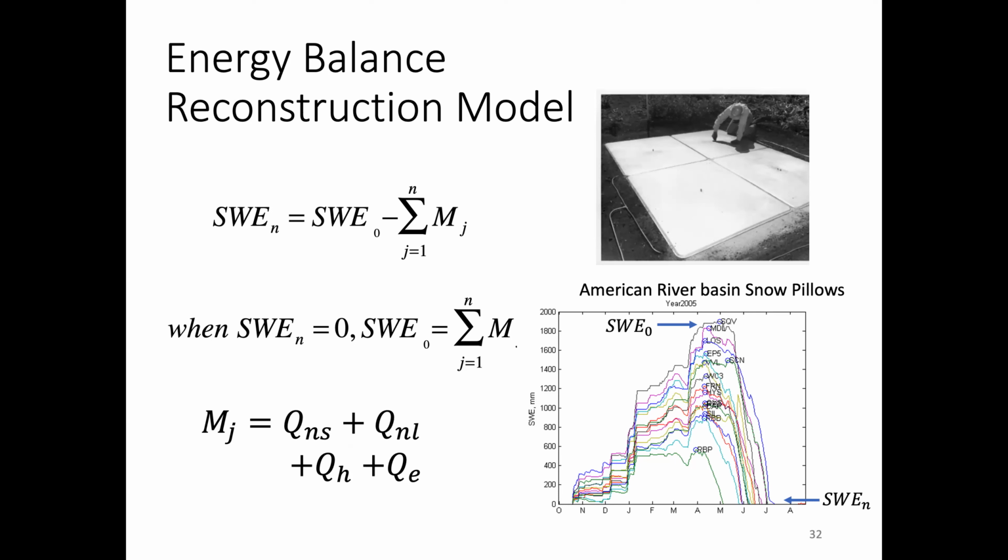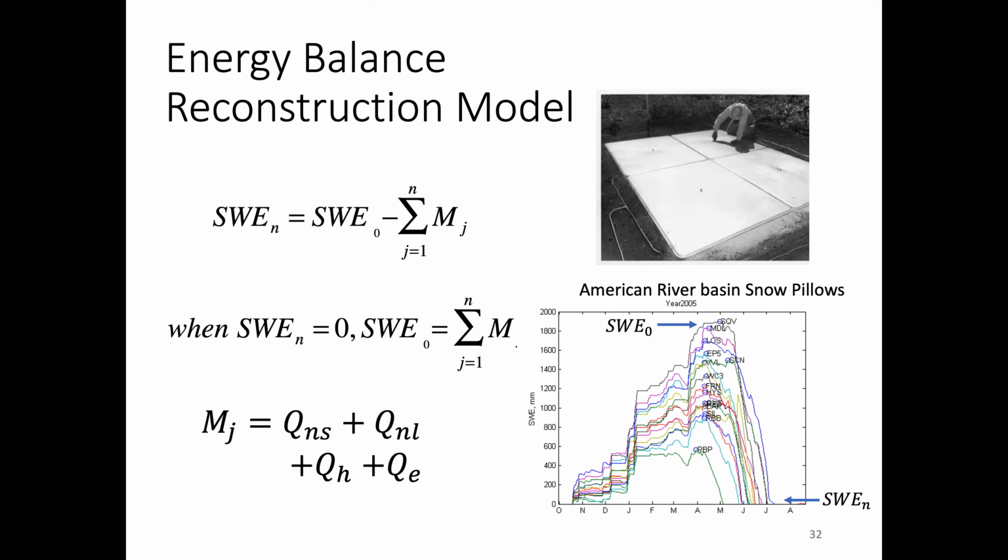Rather than relying on uncertain gridded estimates of precipitation, the idea here is that the SWE at time n equals the initial SWE, labeled SWE 0, minus melt from day 1 to n. If we wait until all of the snow melts so that SWE n equals 0, we can rearrange the equation to get that the initial or maximum SWE is the sum of all of the melt. The melt can be calculated using radiation balance, which I described in all of the previous slides.